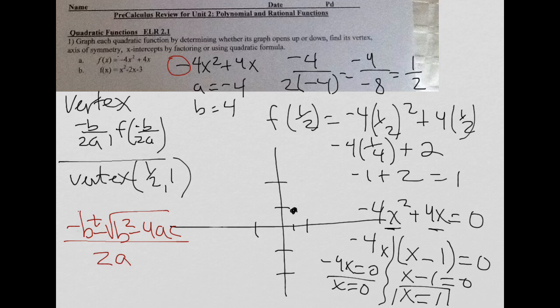So now I go ahead and plot those two. Here is 0, 0. Here is 1, 0. So this is what my parabola, my quadratic function, should look like.